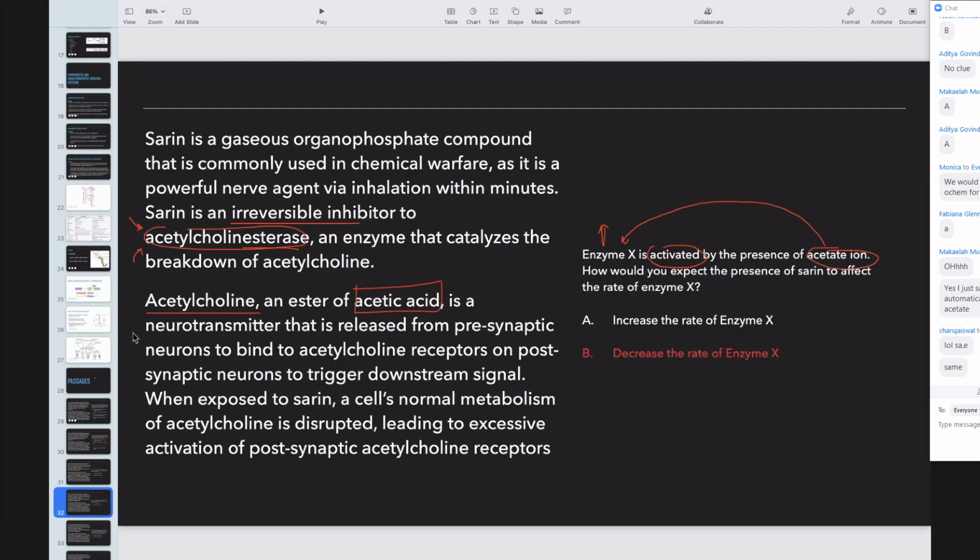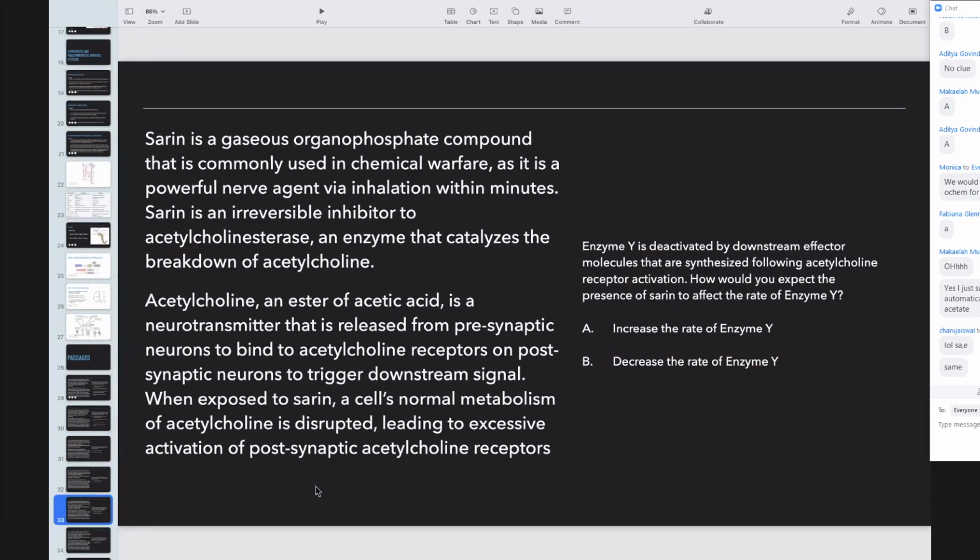So a great example of that is the next question. Where did my annotate tool go? There it goes, clear all drawings. I have another pathway for you. Enzyme Y is deactivated by a downstream effector molecule that is synthesized following acetylcholine receptor activation. How would you expect the presence of serine to affect the rate of enzyme Y?